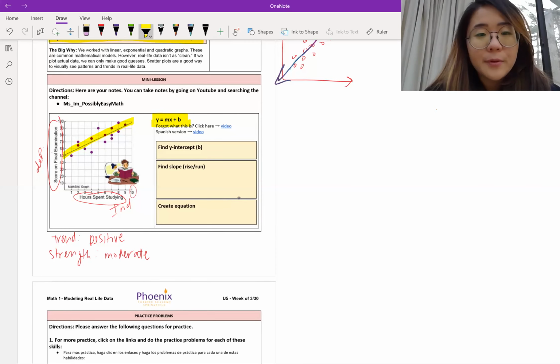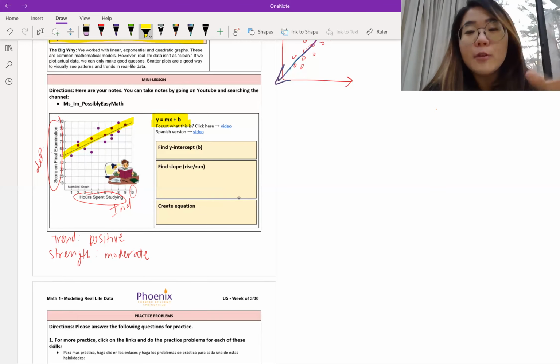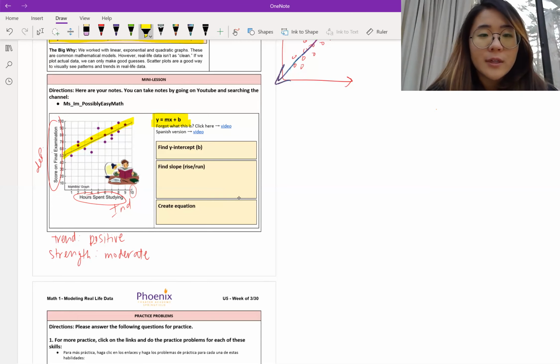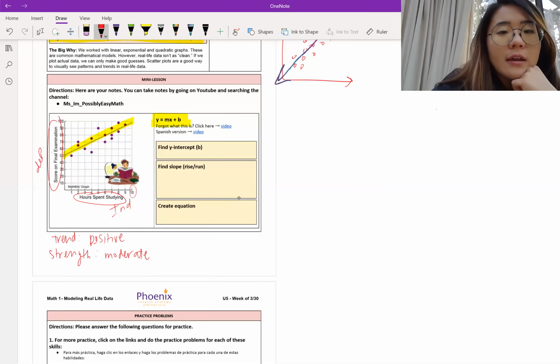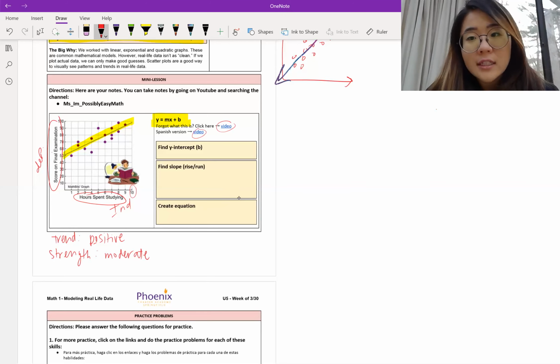Let's say, for example, before I begin, if you don't remember quite what the linear equation is, please click on the video link. I have it right here, and I have the Spanish version here as well. That's going to give you a good idea what y equals mx plus b means, all right?